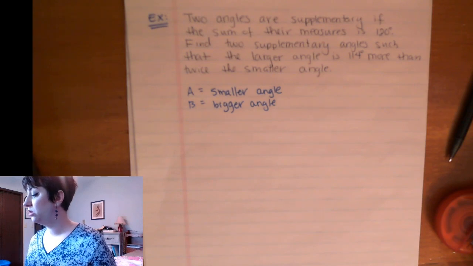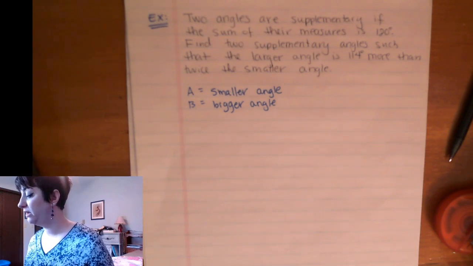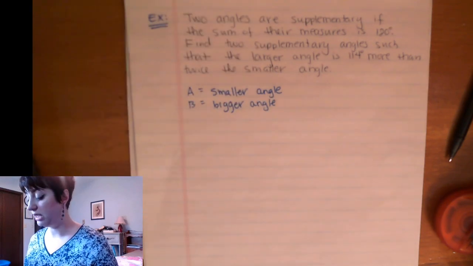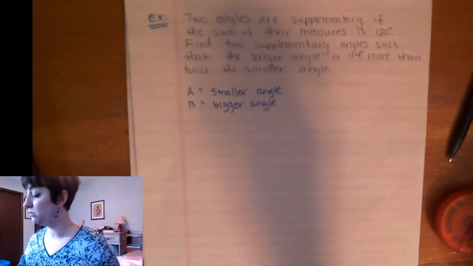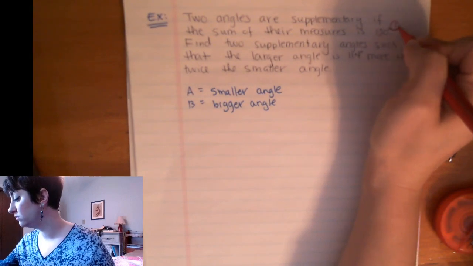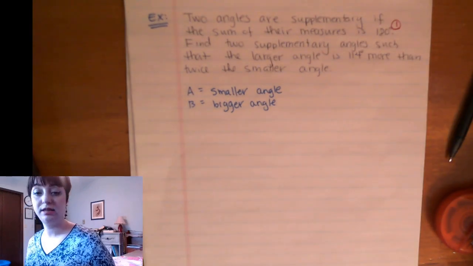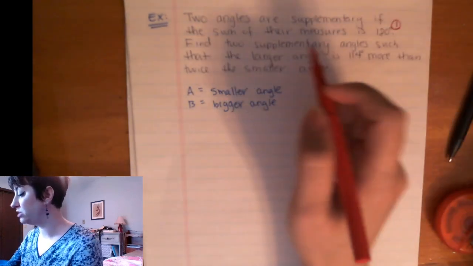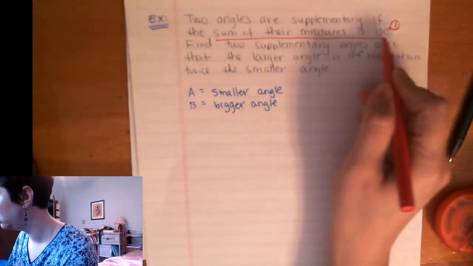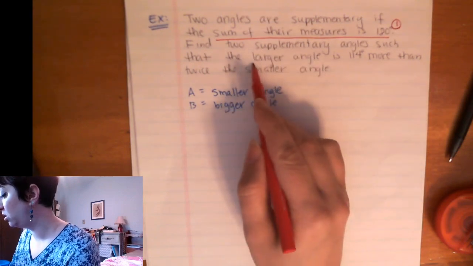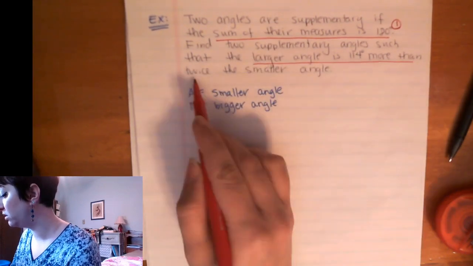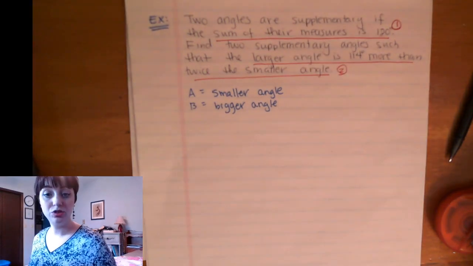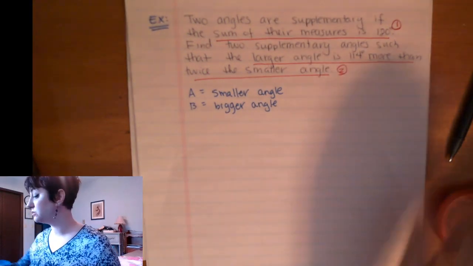Okay, so two angles are supplementary if the sum of their measures is 180. So that's the first piece of information in my problem. The first piece of information is that they sum to 180. The second piece of information is the larger is 114 more than twice the smaller.